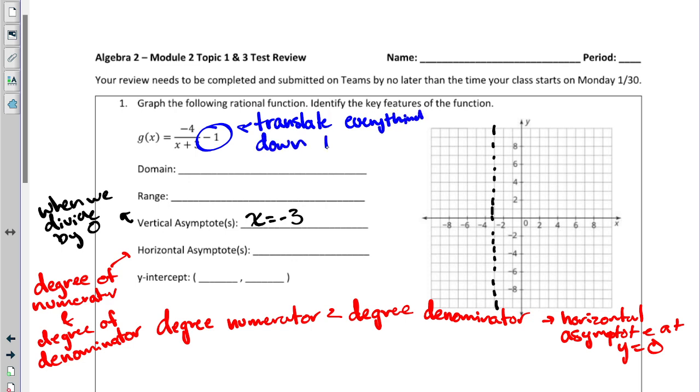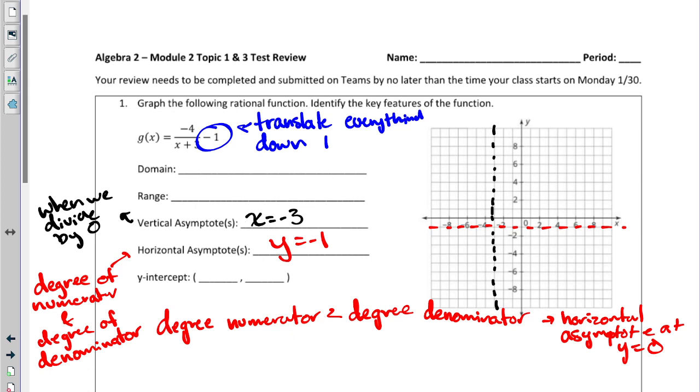Which means if my horizontal asymptote should be at y equals 0 for these normal equations, if I translate it down 1, that means it's just going to be at y equals -1. And so that's my horizontal asymptote here. Y equals -1. It should be at 0 based on the degrees, but I translated it down 1, okay?